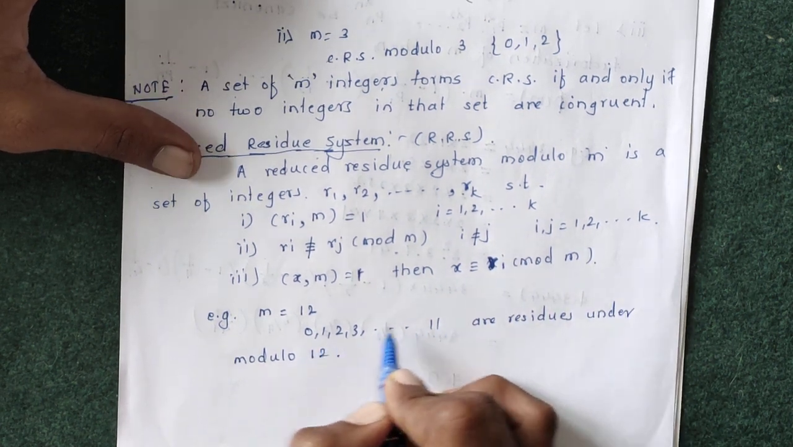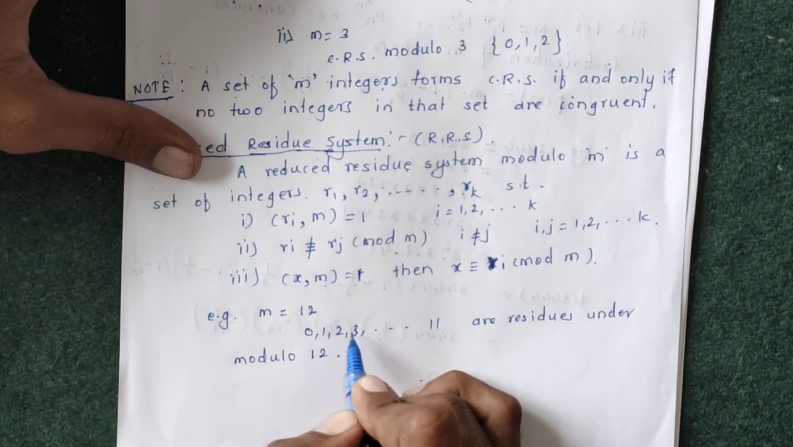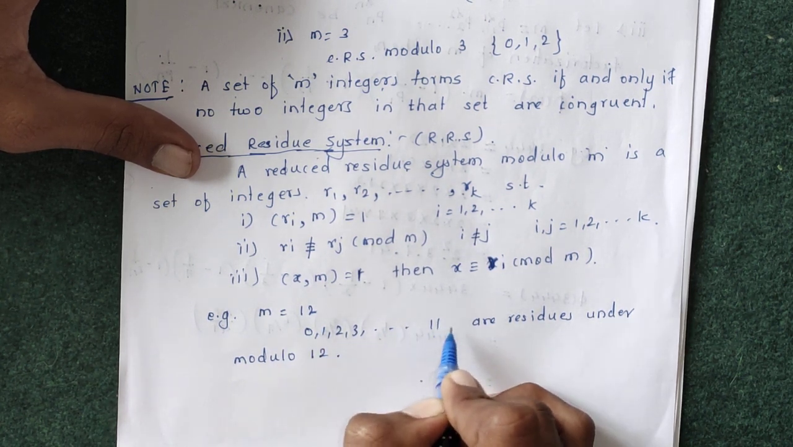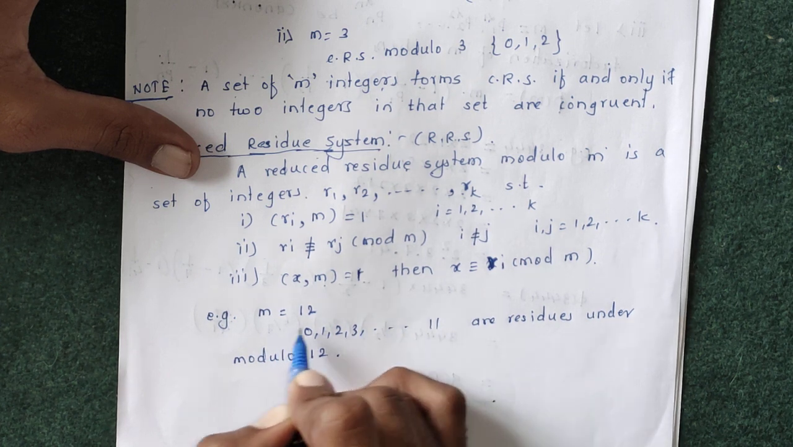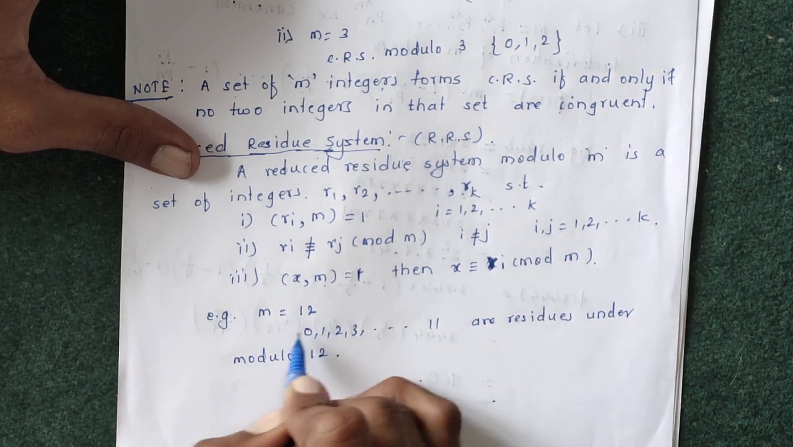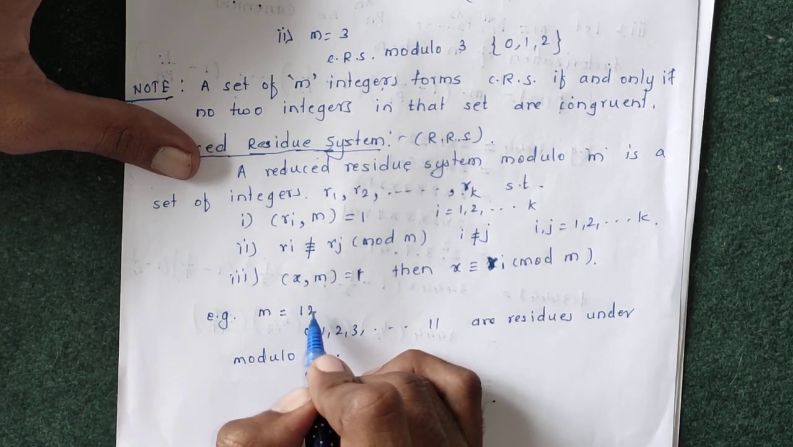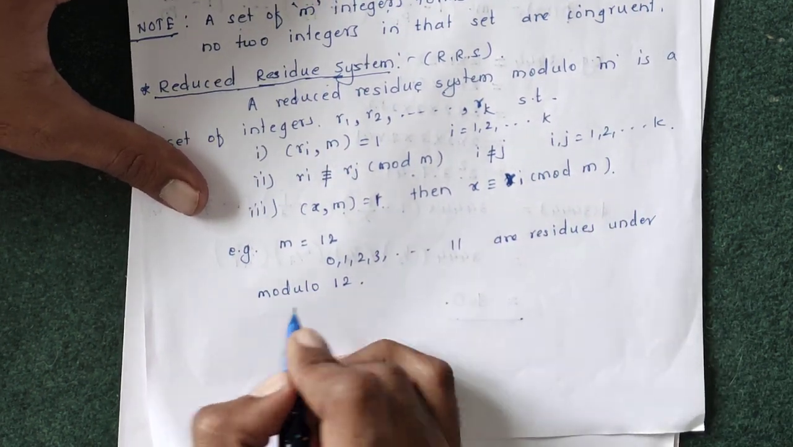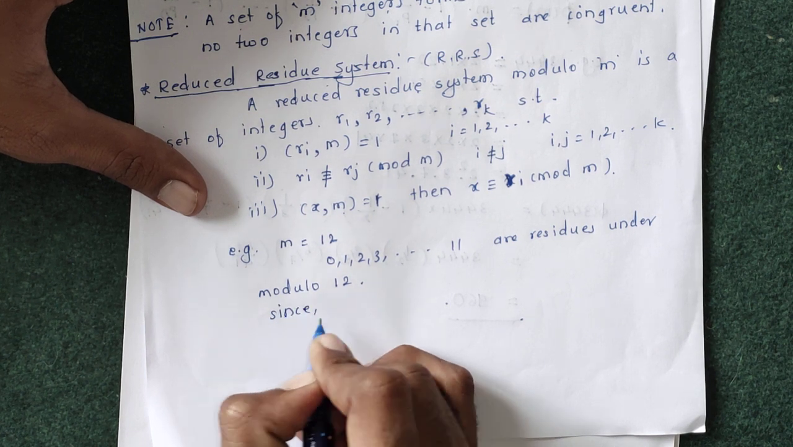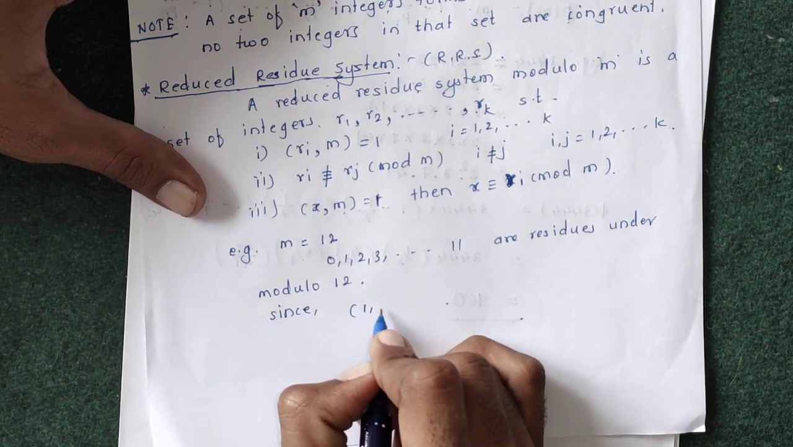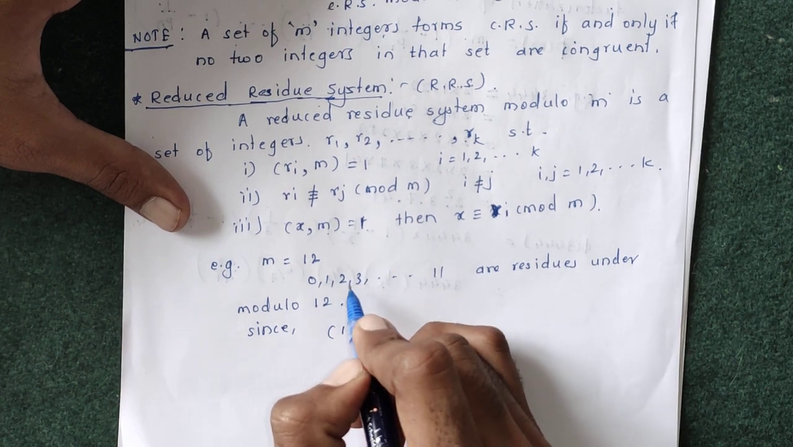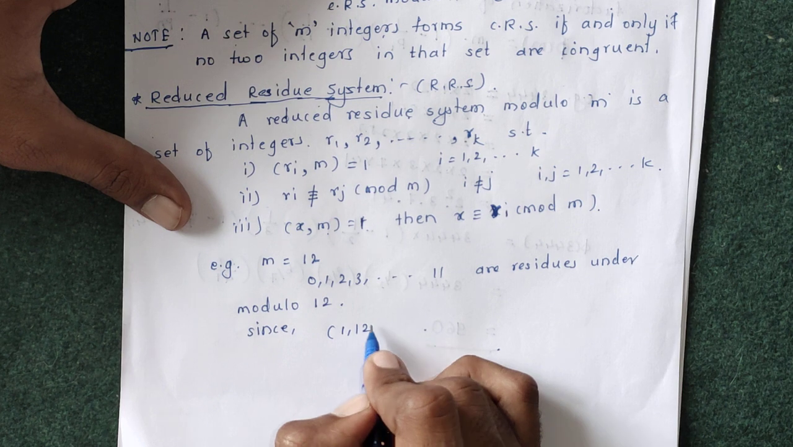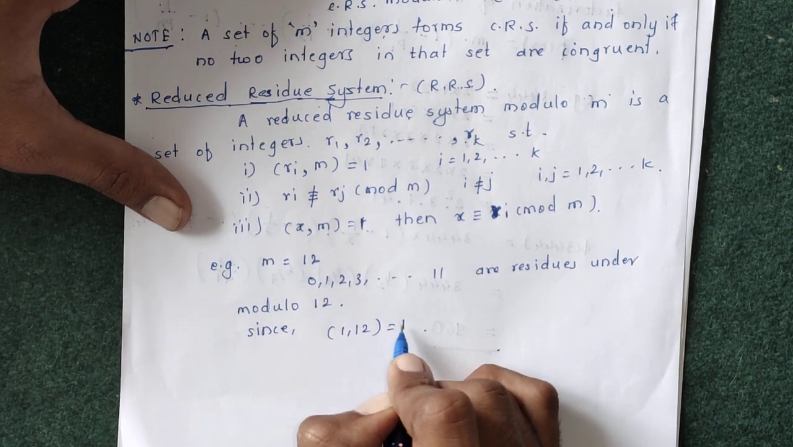So we are going to find the integers which are relatively prime to 12, among the integers from 0 to 11, that is, these 12 integers. Which integers in between these 12 integers? The integers which are relatively prime to 12 must be in our reduced residue system. Since residue of 1 and 12 is equal to 1, we are going to find the integers in this set which are relatively prime to 12.